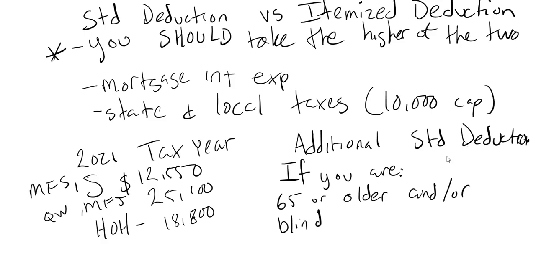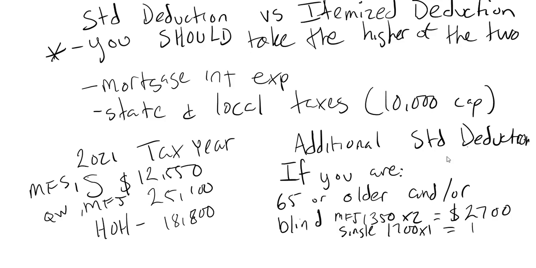And for 2021, the additional standard deduction amount is $1,700 for a single taxpayer and $1,350 for married taxpayers and surviving spouses. What that means is if you're a married couple and you're both over 65, you would take $1,350 times 2, and you would arrive at $2,700. Take the same situation, married filing joint. If you take a single person, they would get that $1,700 times 1, because there's just one of them, so they would be looking at a $1,700 additional.